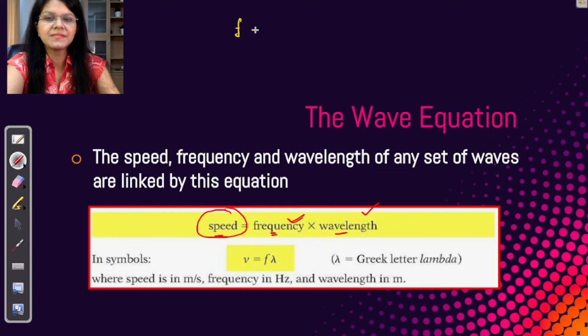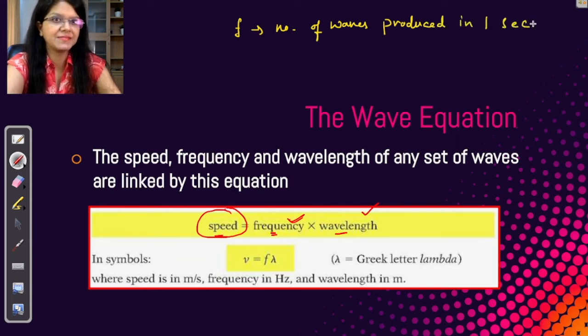Frequency is, you all can make notes along with me, number of waves produced in 1 second. Another term that you need to be aware of is the time period of the wave. Time period means the time for one complete wave or time for one complete oscillation. Time period, T is your time period.